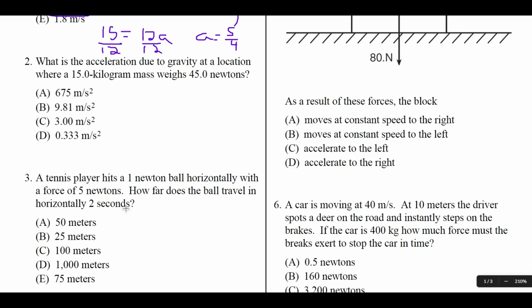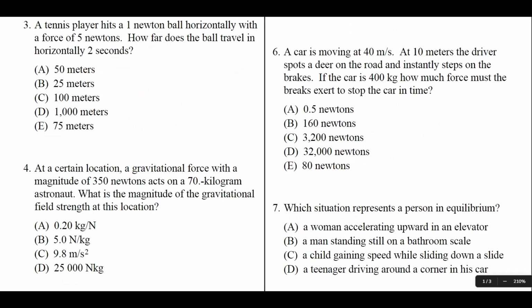All right. This one's pretty straightforward. They want the acceleration due to gravity. That's g. They give us the weight, which is Fg. So we're going to use Fg equals mg. And we're going to do 45 equals 15 times g. Divide both sides by 15, and we get 3 meters per second squared. All right. Now work on question 3. So pause the video, work yourself, and we'll go in a second.